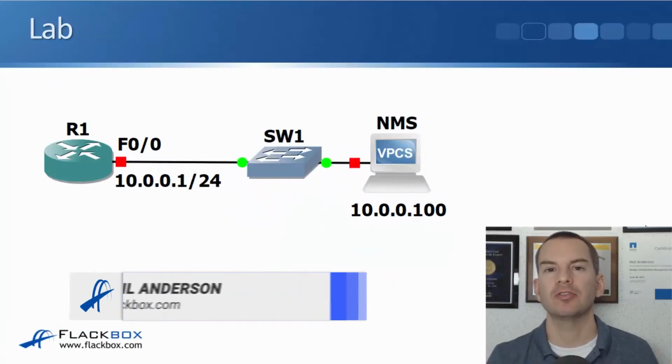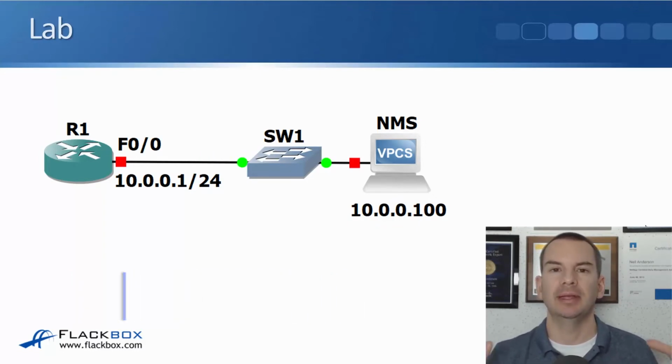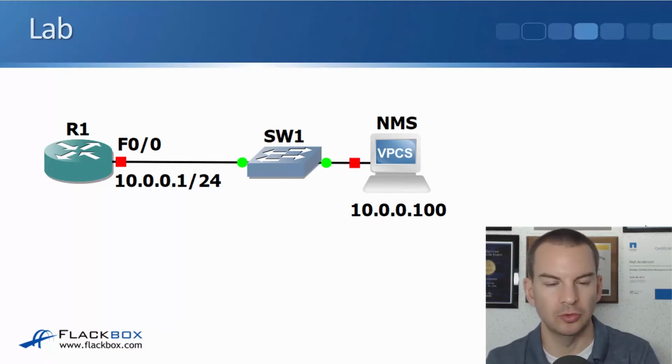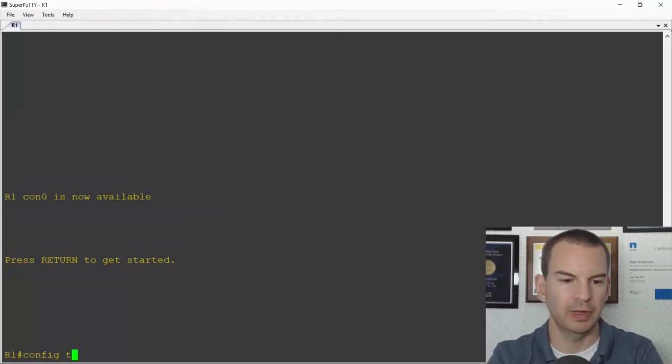In this lecture, you'll see how to configure SNMP on a Cisco device using a lab demo. I've got the same topology again. I've got my router R1 at 10.0.0.1 and the SNMP server is my NMS system at 10.0.0.100, which is the PC that I'm working on right now. So let's go into R1 to configure it for SNMP. So I'll go to global config.